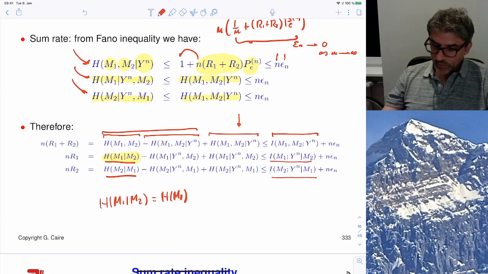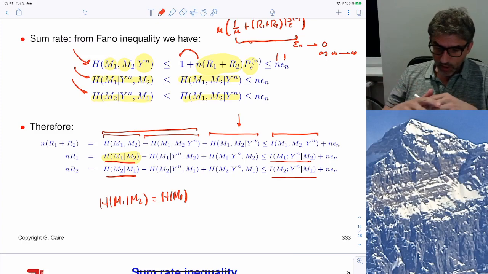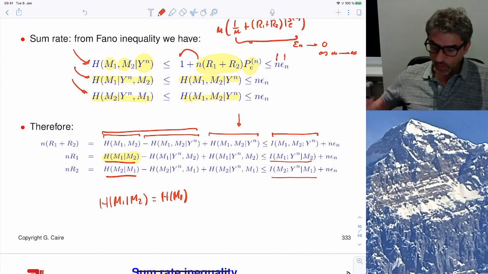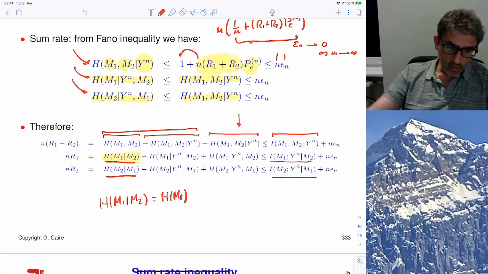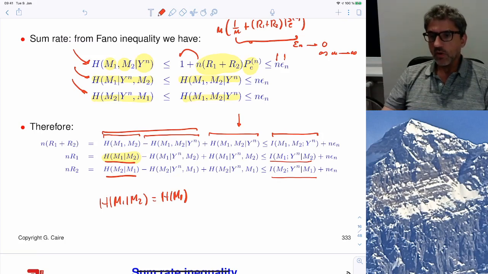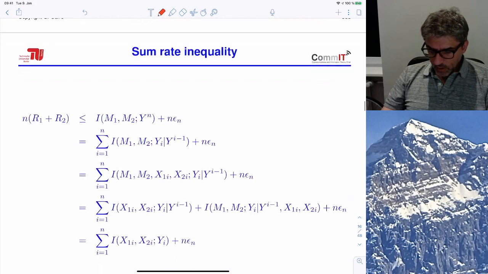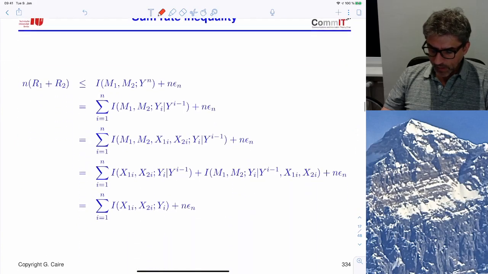So now we want to do something called single letterization, which is basically using whatever artifacts we know, information theoretic inequalities and identities, to break these mutual informations and somehow get to the point where we get single-letter expressions, and hopefully expressions that coincide with what we have just proved to be achievable. And this concludes the result. So let's see how it works with the sum rate inequality. The other two follow exactly the same way.